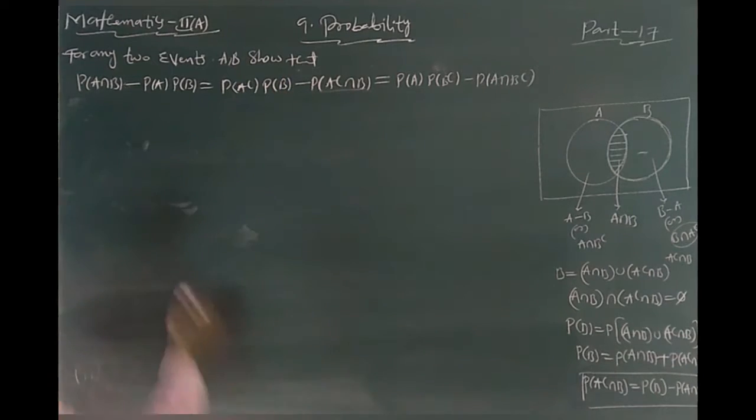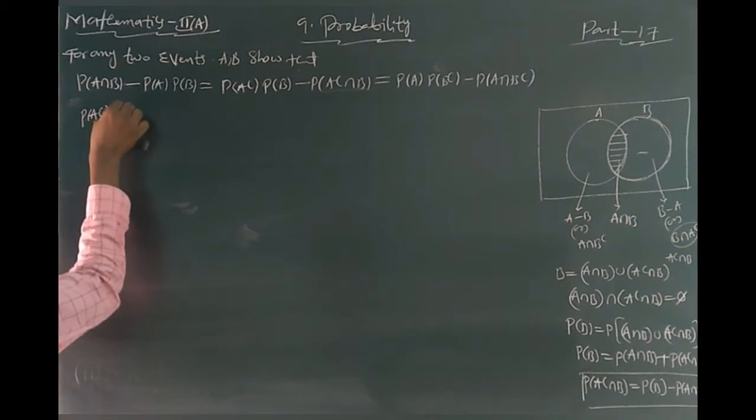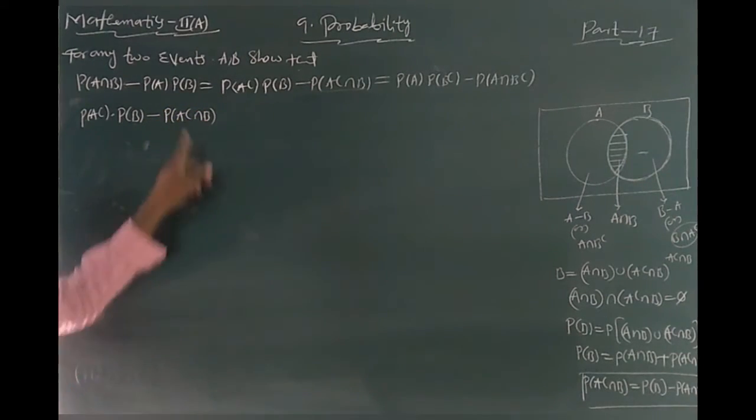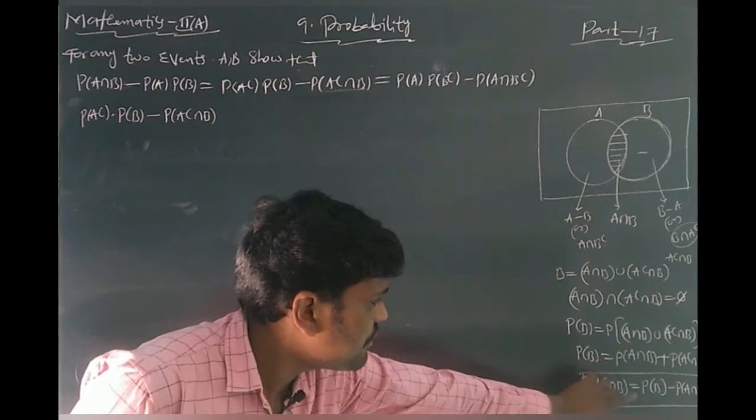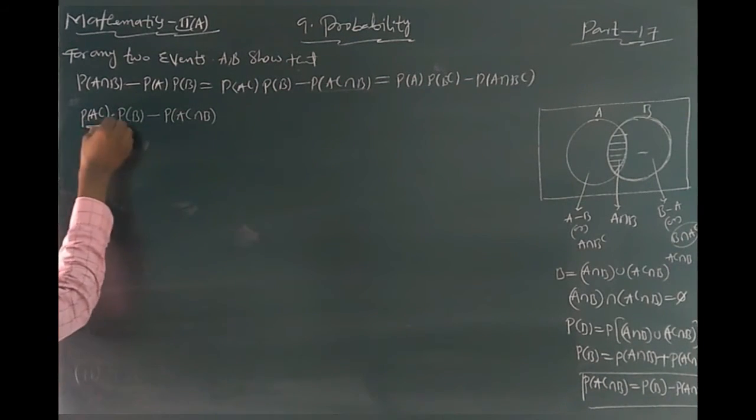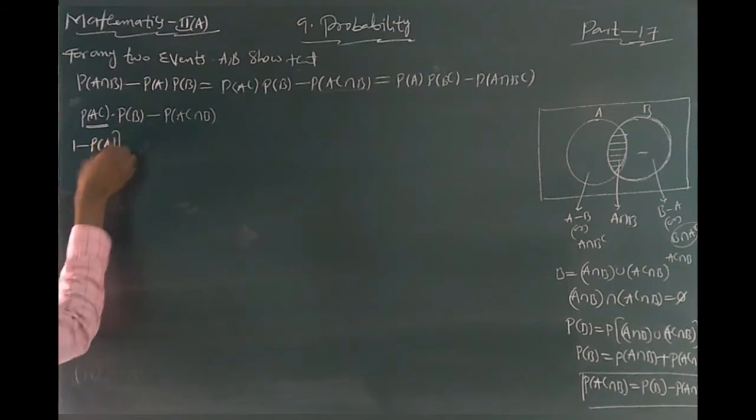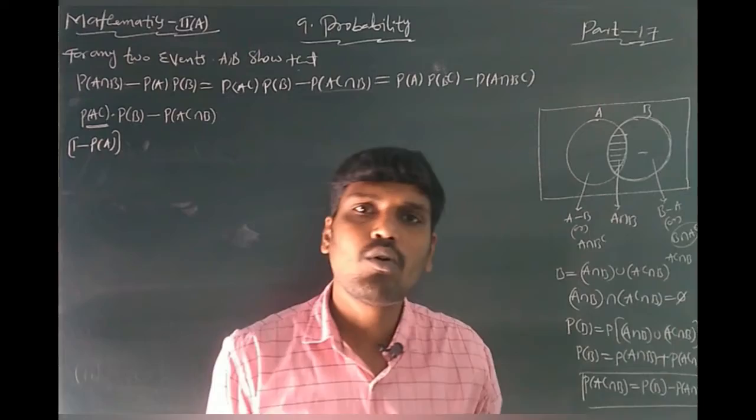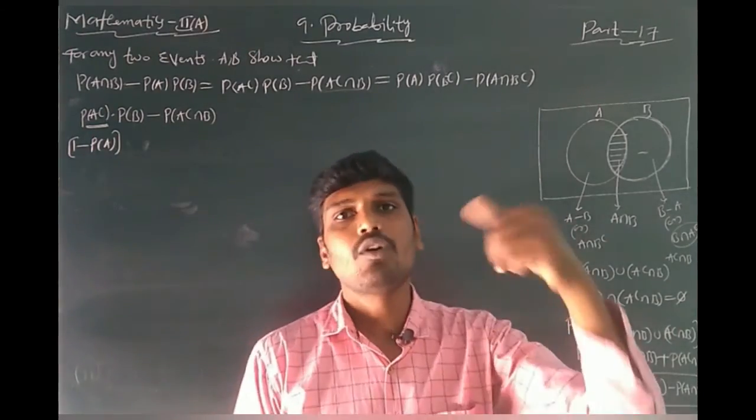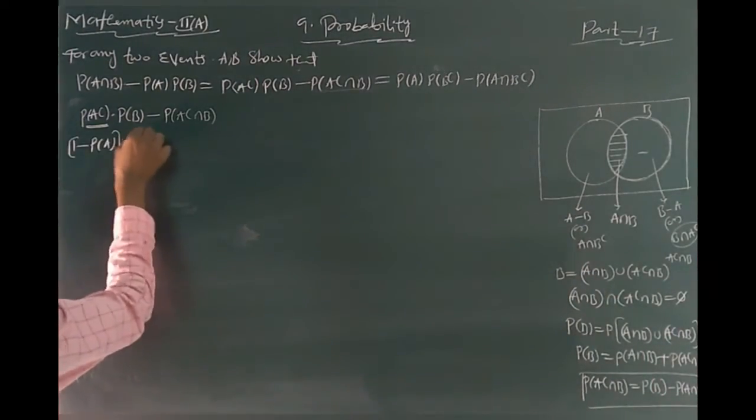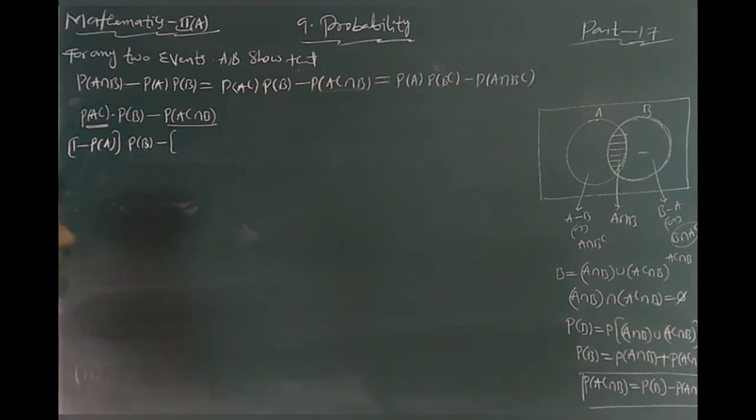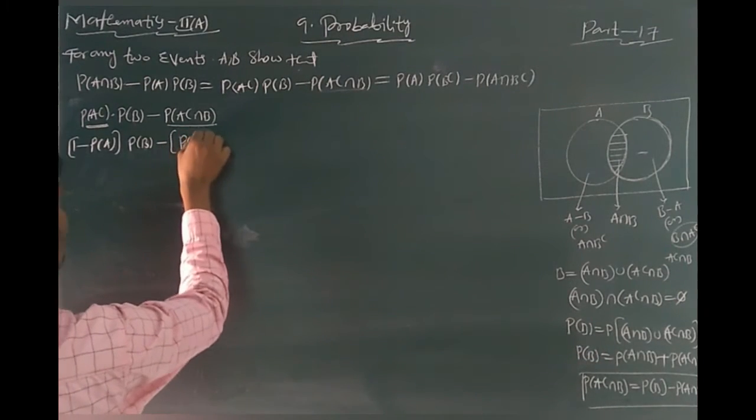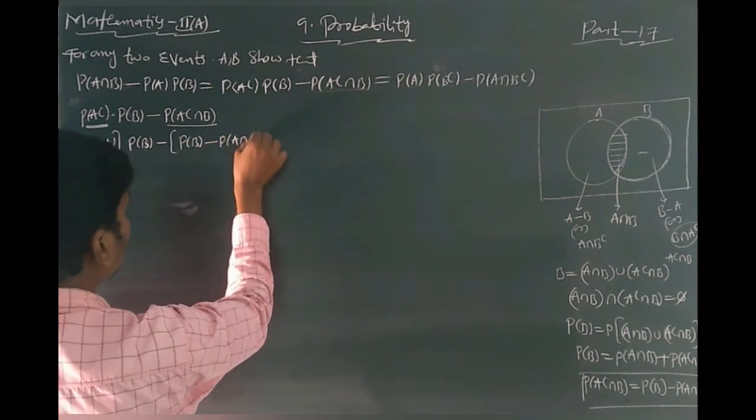I will take first of all P of A complement into P of B minus P of A complement intersection B. By the figure, P of A complement intersection B equals P of B minus P of A intersection B. We know that P of A plus P of A complement equal to 1, then P of A complement equal to 1 minus P of A.